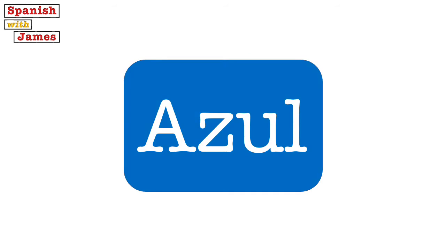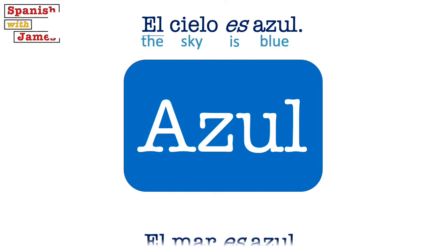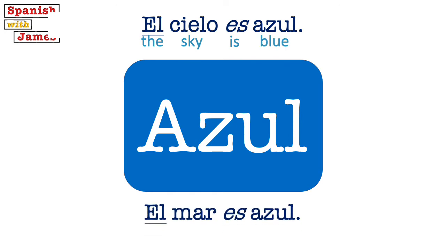That's one of my favorites, and it is azul. Azul, meaning blue. I'll give you some examples of how this might be used in a phrase. El cielo es azul. The sky is blue. El mar es azul. The sea is blue. So these are masculine words. Mar is el mar, and cielo, el cielo.